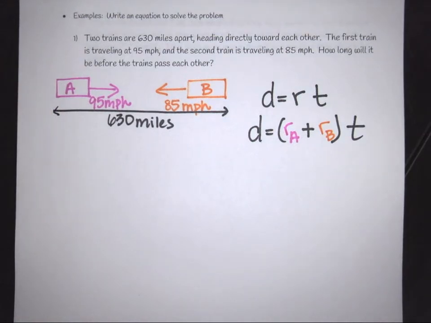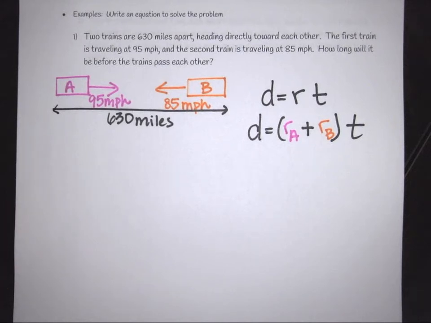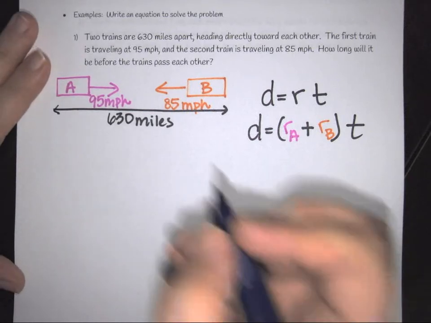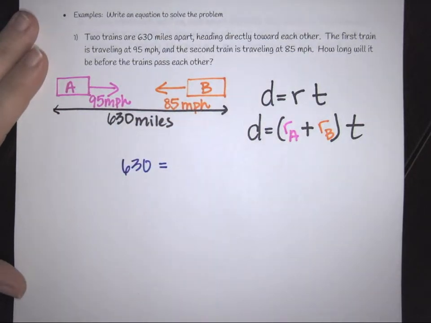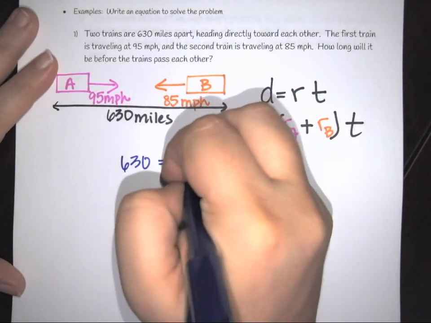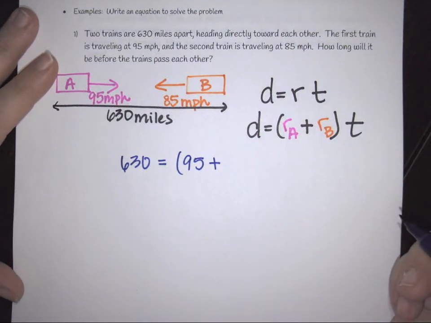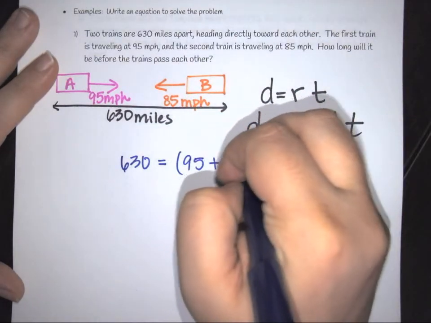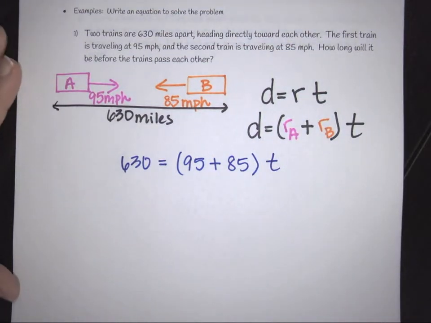Now I'm trying to find time altogether, and so I just simply have to plug my information in. So what do I know about my distance? Well, I know my distance is 630 miles. So I have 630 is equal to, the rate from my first train is 95, and I have to add that to the rate of my second train, which is 85. And then time is the one thing that I don't know. That's what I'm trying to discover.